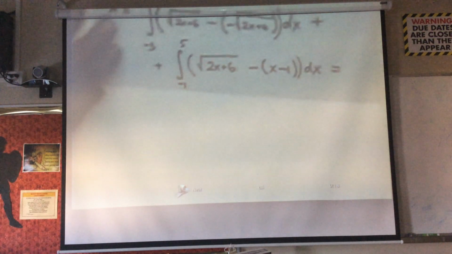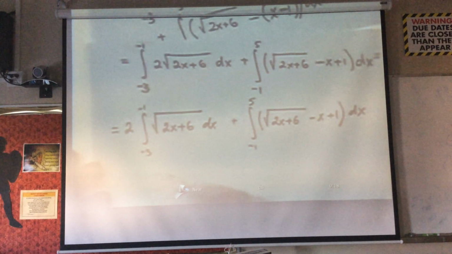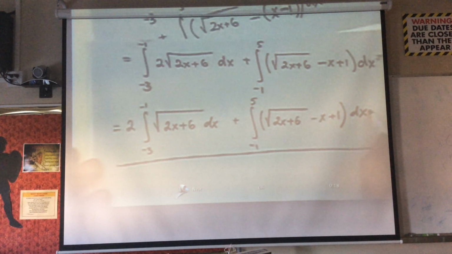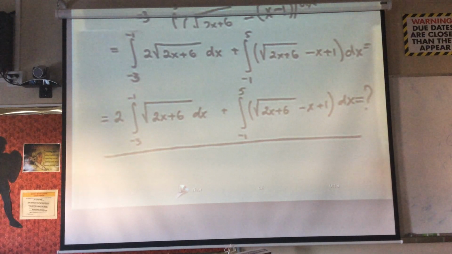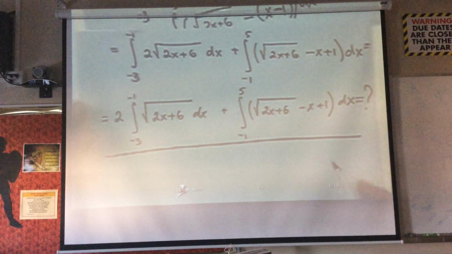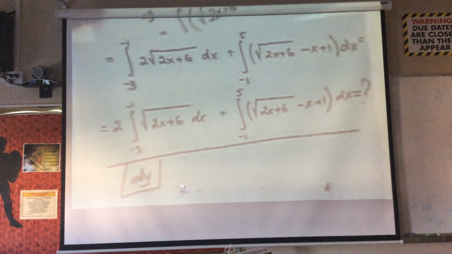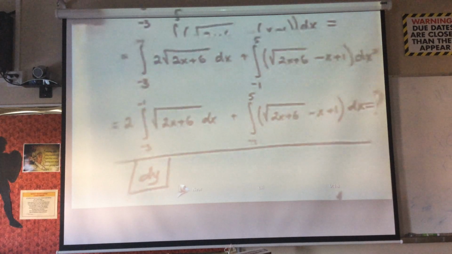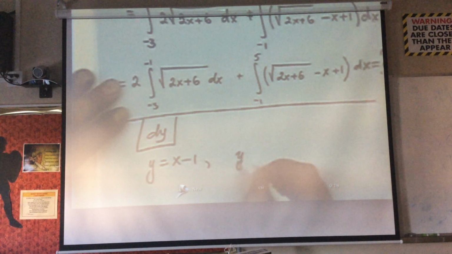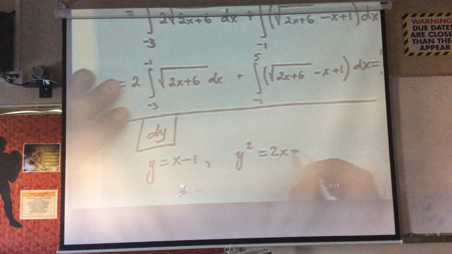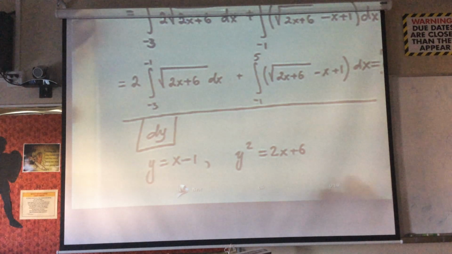So if we are going with dy for this problem, I'll probably continue with this paper. Now I'm going to put an equal sign with a question mark, because we will get it, just using a different method. So if we go with dy, that means my y is the variable, right? So for every function that I have, let's say y equals x minus 1, and y squared equals 2x plus 6, I have to solve for x. In that case, y is the variable.